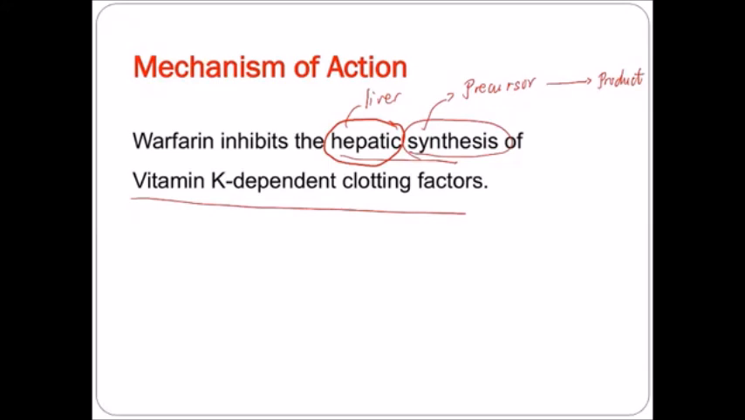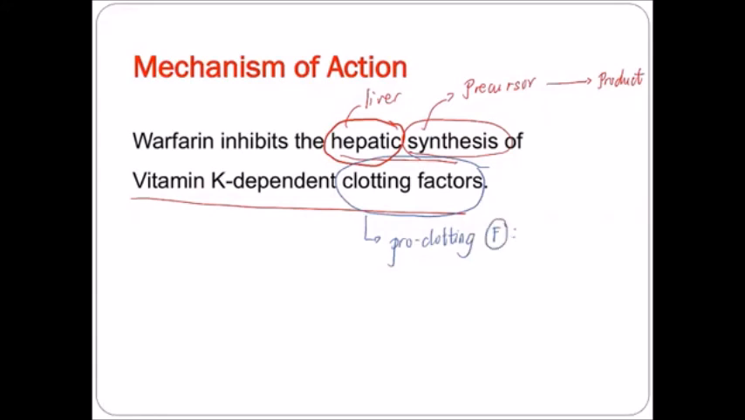When we say vitamin K dependent clotting factors, these are the clotting factors that require vitamin K for their production or synthesis. Meaning, there are certain clotting factors produced in the liver that need a supply of vitamin K to be made. And when we talk about these clotting factors, this could mean, number one, the pro-clotting factors.